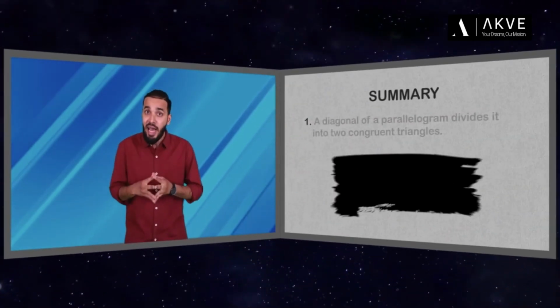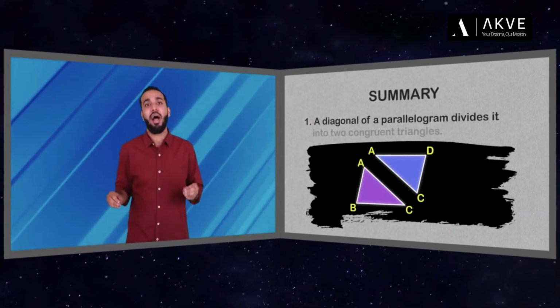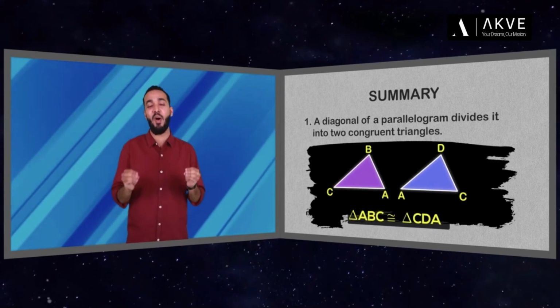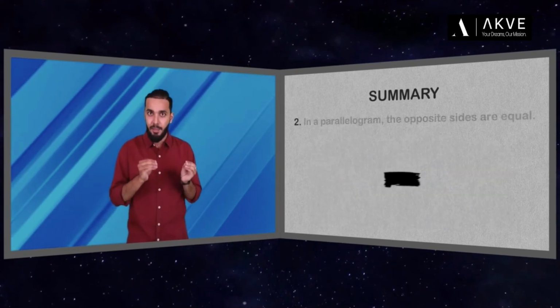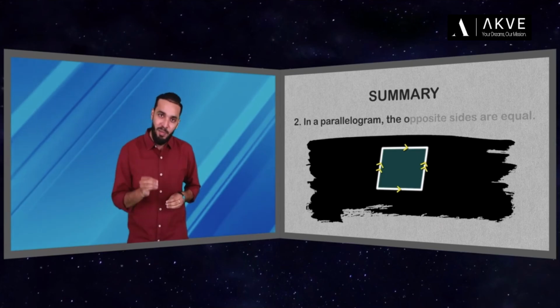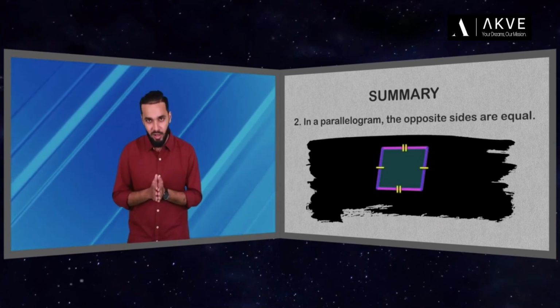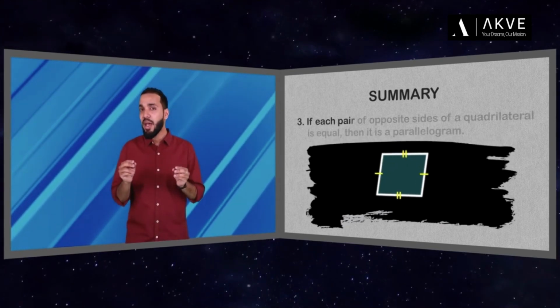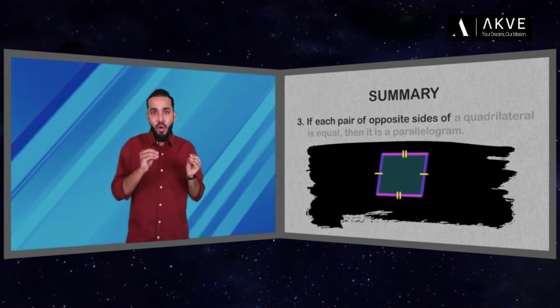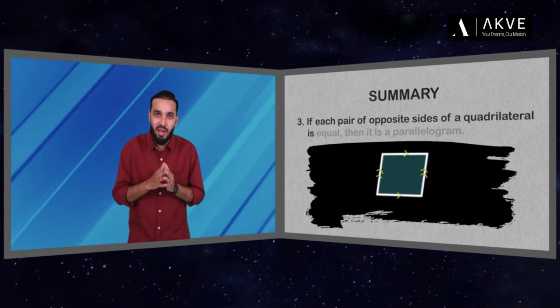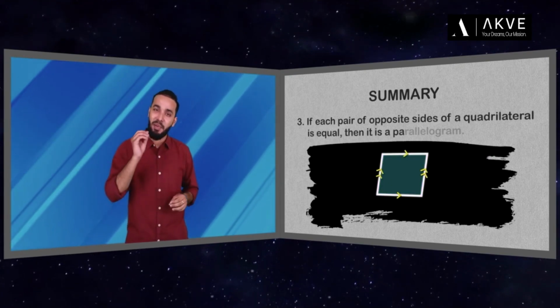So in this video, we discussed some really interesting properties of parallelograms. We saw that a diagonal of a parallelogram divides it into two congruent triangles. In a parallelogram, the opposite sides are equal. If each pair of opposite sides of a quadrilateral is equal, then it is a parallelogram.